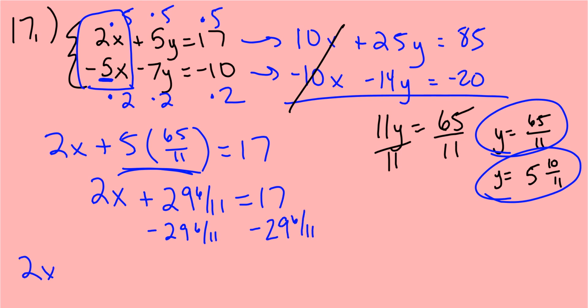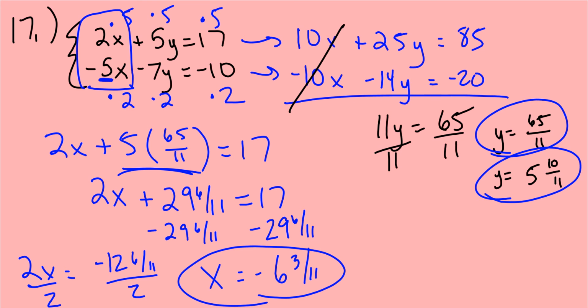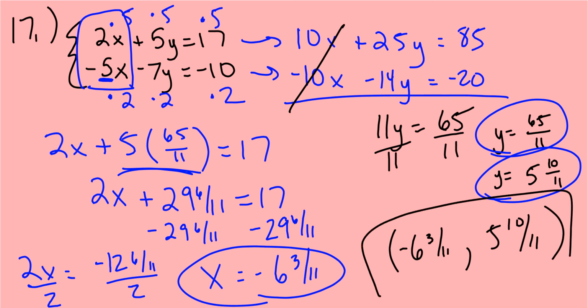I'm going to put 2x equals negative 12 and 6/11. Now I'm going to divide both sides by 2. And we get x equals negative 6 and 3/11. So look, it's ugly numbers, but it doesn't mean it's wrong, it just means it's ugly. So I'm going to end up with negative 6 and 3/11, and 5 and 10/11. And that's it for number 17.